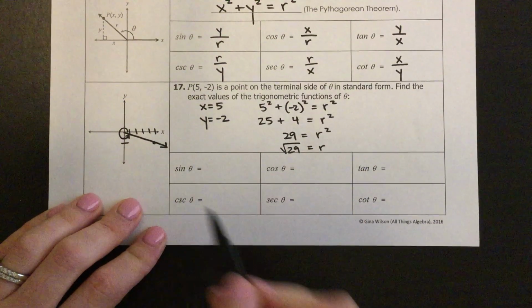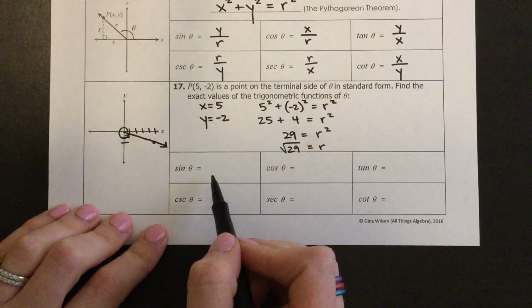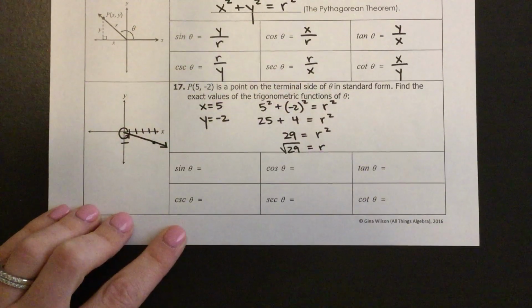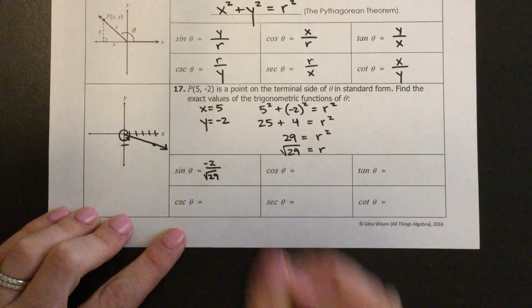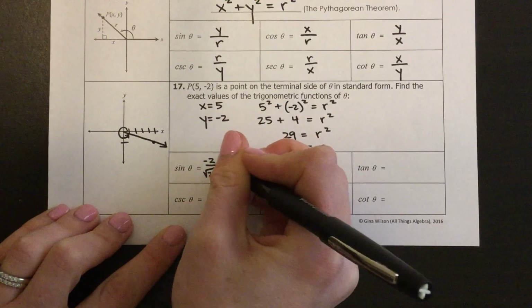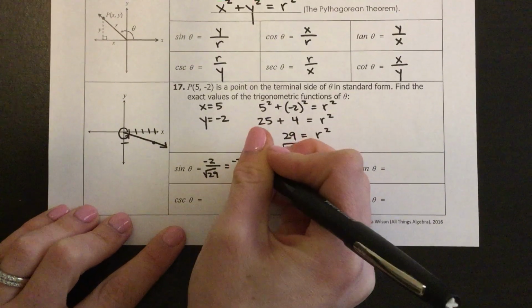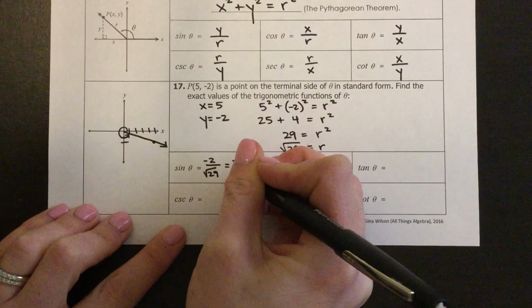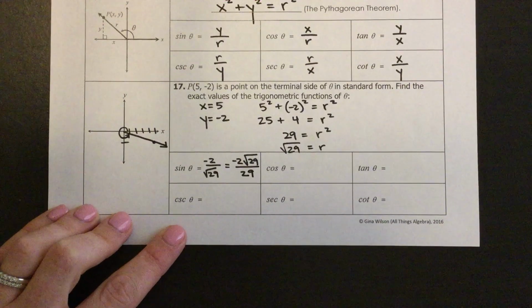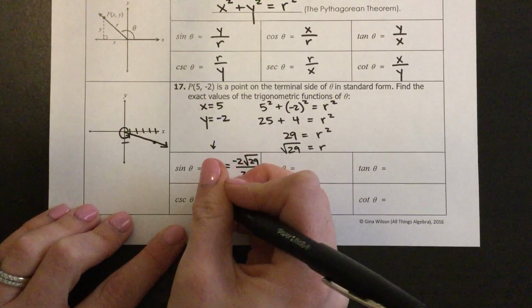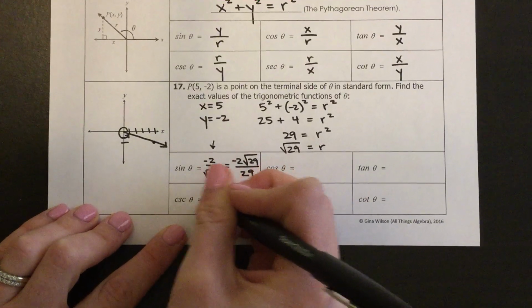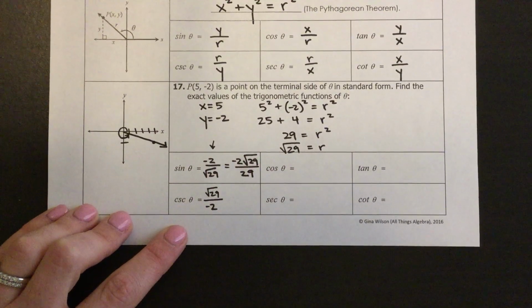All right, so let's fill all of these in. Sine would be y over r, so the y coordinate over the value of r. I know I can rationalize, so multiply the top by the square root of 29, and multiply the bottom by the square root of 29. Cosecant is the reciprocal, so I would flip this version of it: root 29 over -2.